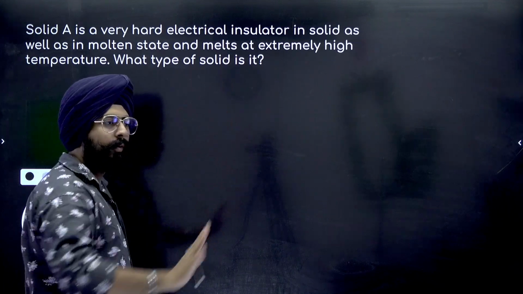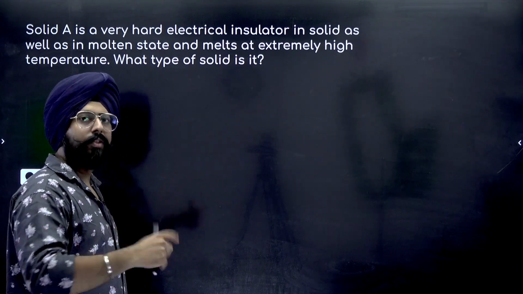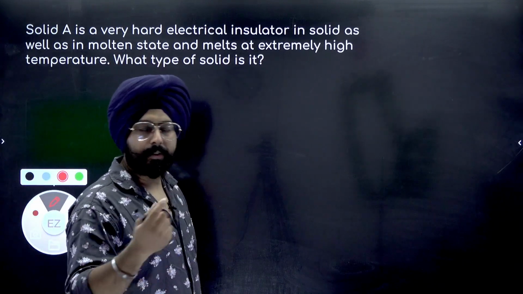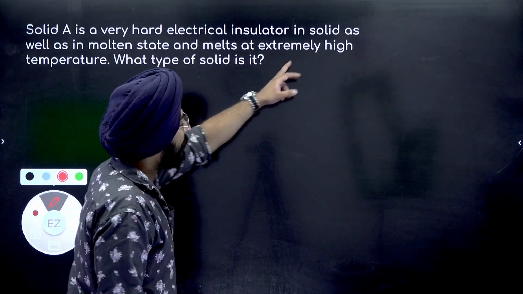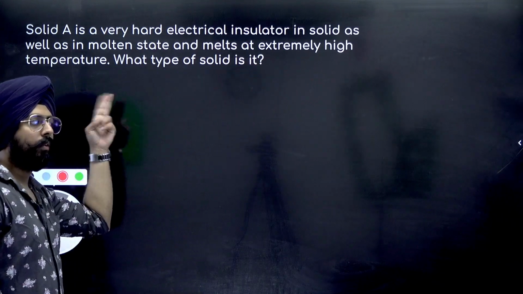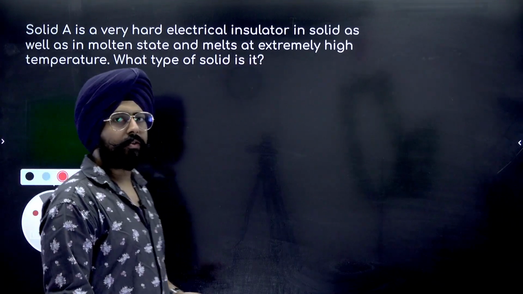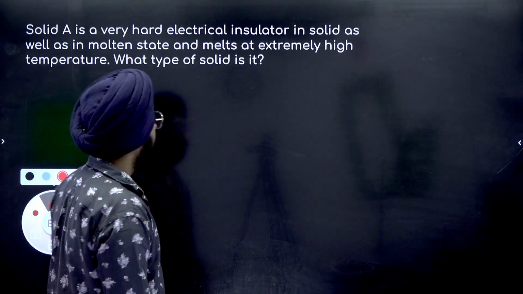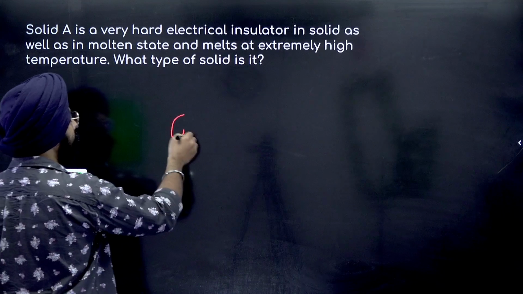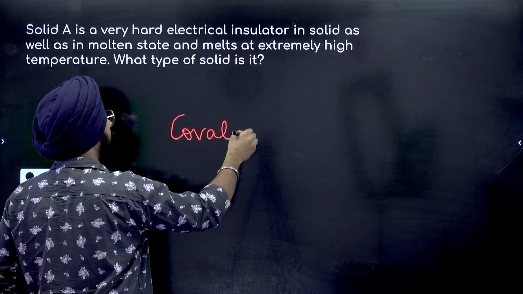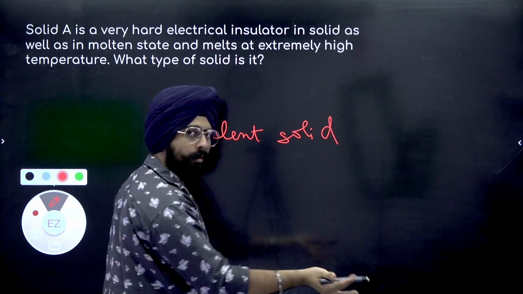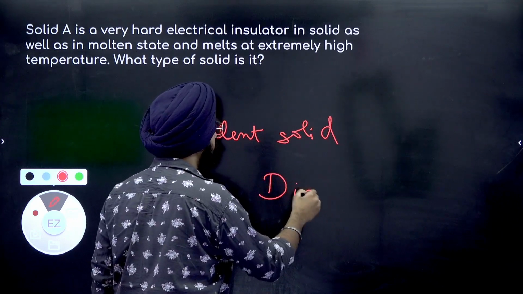Metals are conductors everywhere. Ionic solids are conducting when they're molten. Also, this melts at extremely high temperature. So it can't be your molecular solid. Molecular solids are liquids and gases at room temperature. So what are you left with? This is basically your covalent or networked solid. An example obviously over here could be diamond.